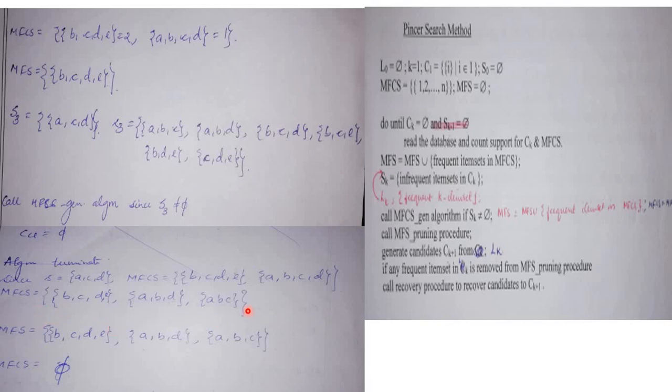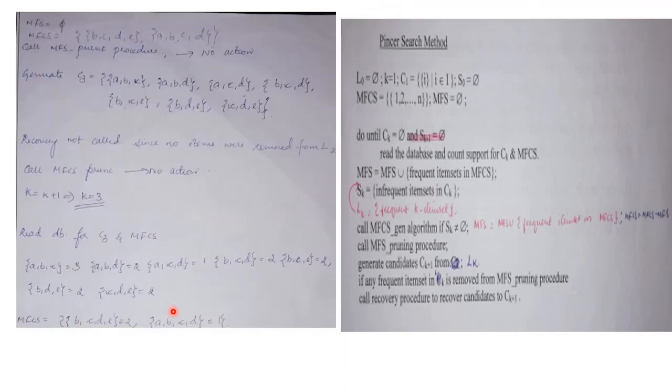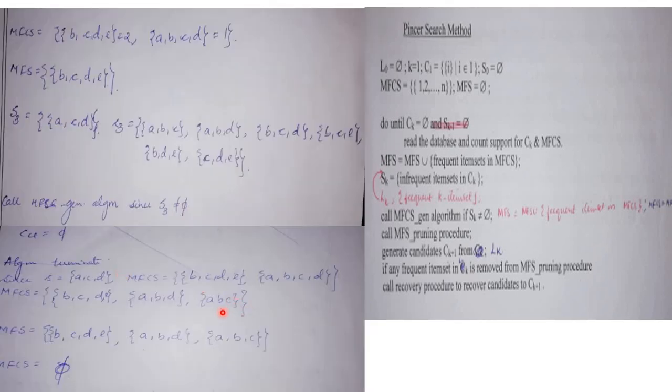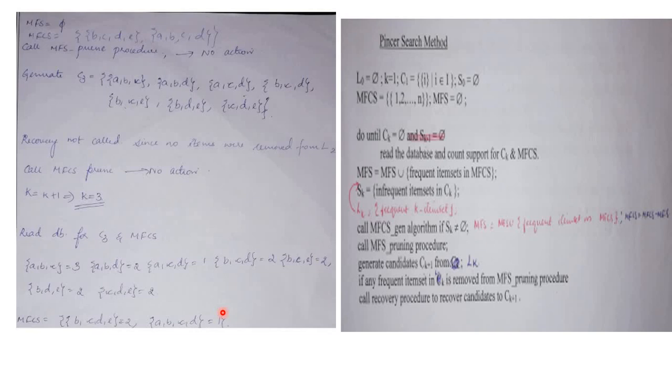Once I break it down, I have the next statement, that is MFS equals MFS union frequent item sets in MFCS. As you can see here, BCDE, whose count we have already taken, is 2. ABD, whose count is already taken, is 2, from the previous slide. And ABC, whose count is already taken, is 3.